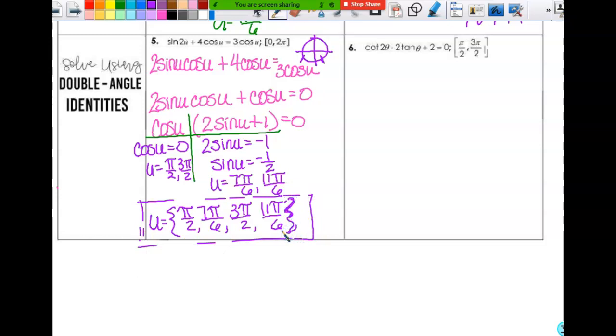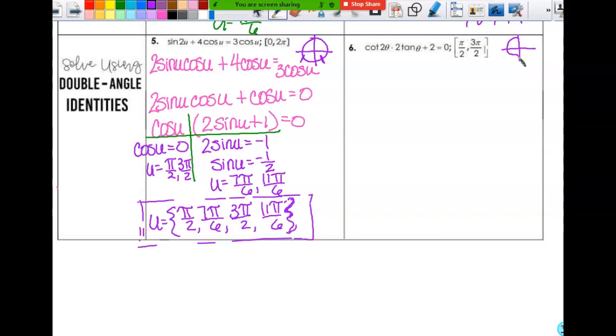Okay. Any questions? All right. Let's look at number 6. Here I'm going from pi halves to 3 pi halves. Right there, I have cotangent of 2 theta times 2 tangent theta. Cotangent and tangent are reciprocals of each other, but that does not multiply to give me 1 because one of them's 2 theta and the other one's theta. So those aren't exactly the same.